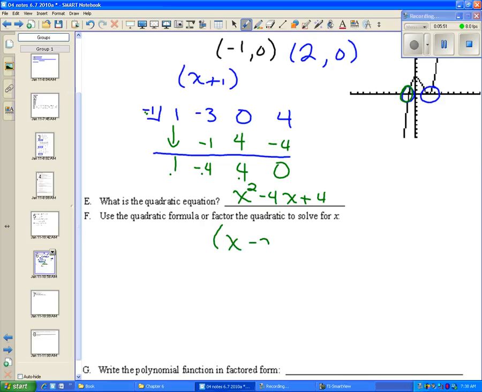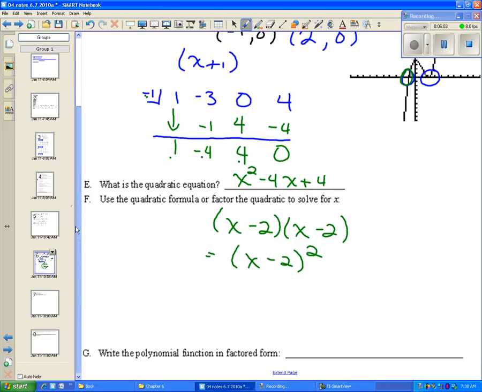Well, that's x minus 2. X minus 2. Or I can say that's x minus 2 quantity squared. Both of those are the same. Write the polynomial function in factored form.